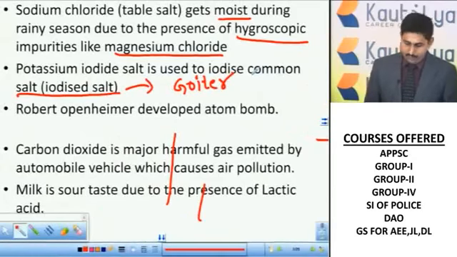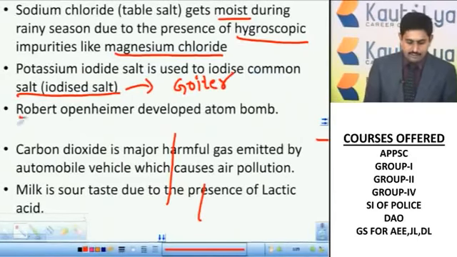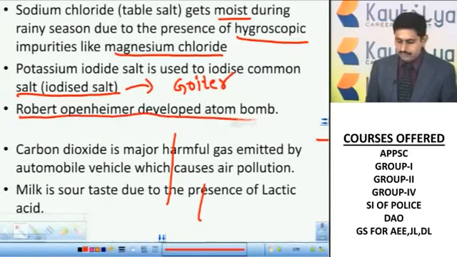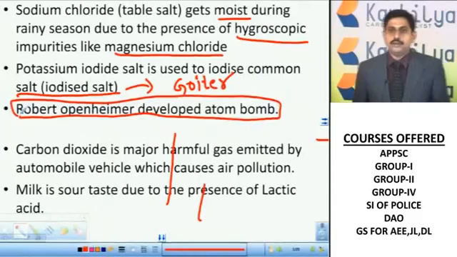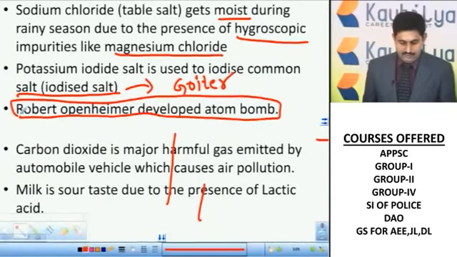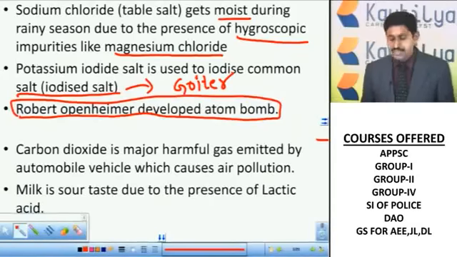Then next, one more point here. See, these topics may or may not be related, but as I told you in the beginning, I have covered here some previous competitive questions. Say for example, the atom bomb was developed by Robert Oppenheimer. Then next one, carbon dioxide is a major harmful gas which is emitted by automobile vehicles.